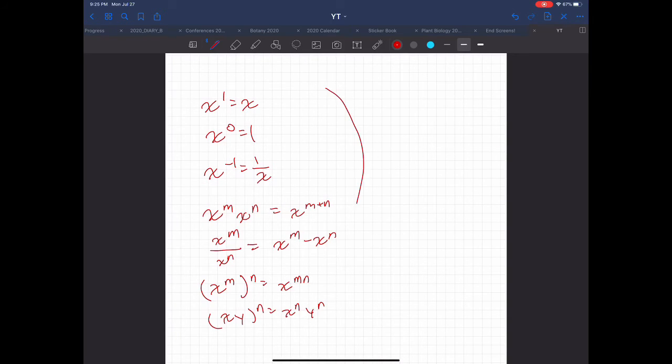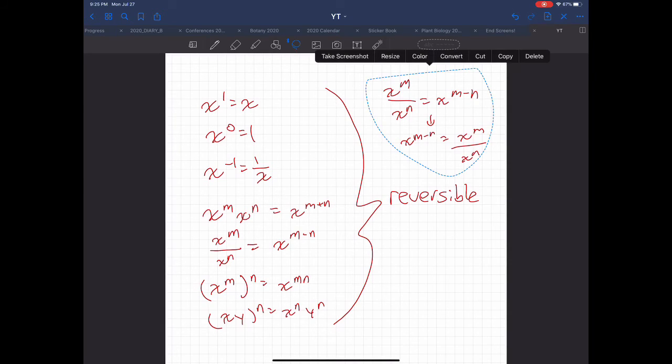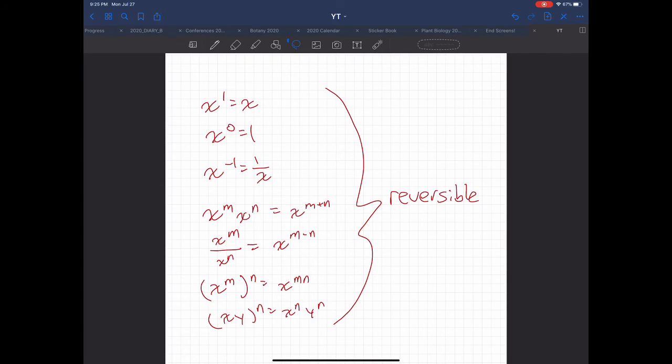So all of these laws are reversible, which basically means that the first equals the last, so you can flip them around as well. So for example, we have x to the m. Yeah, I finally fixed it. X to the m minus n. Well, x to the m over x to the n equals x to the m minus n. And that would also be x to the m minus n equals x to the m over x to the n. Some laws are not reversible like that, so that's sort of why I have to state that.